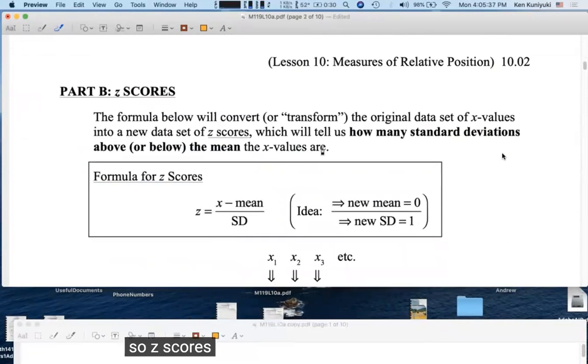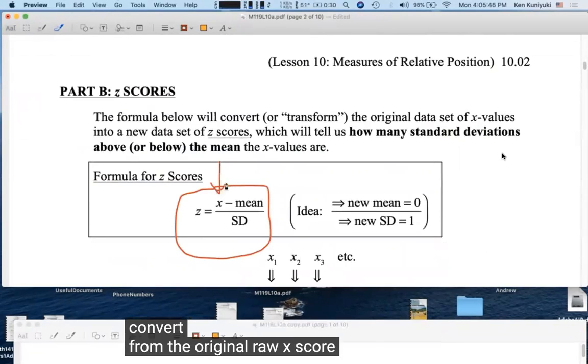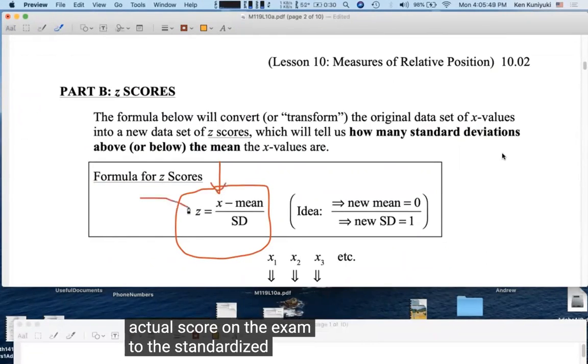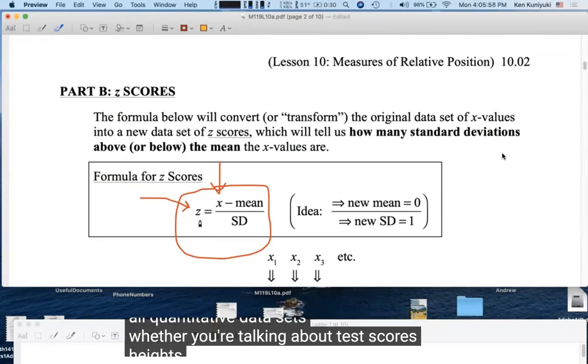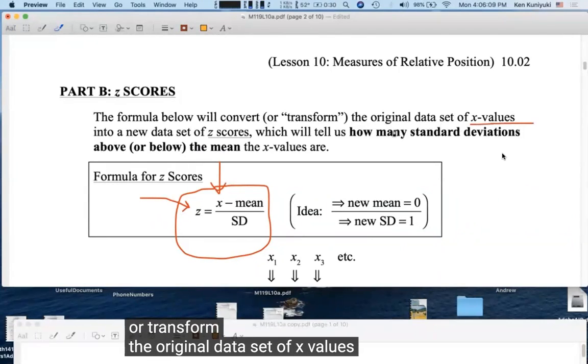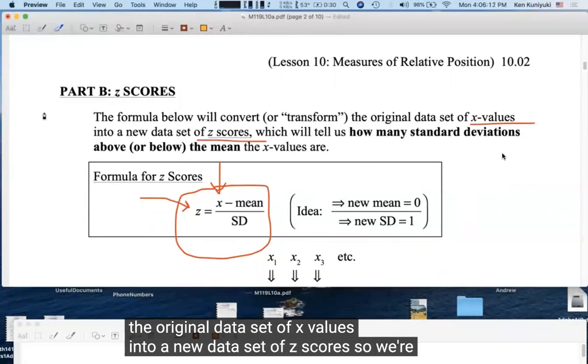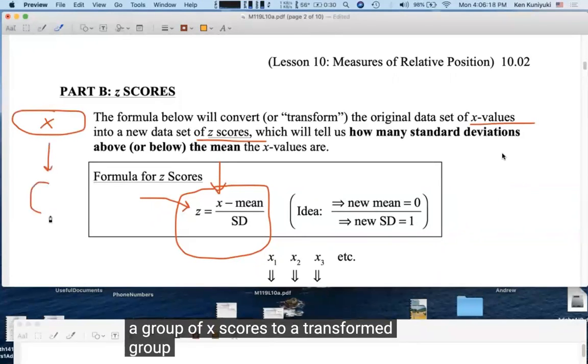So z-scores. This formula is the z transformation formula. It will convert from the original raw X score, your actual score on the exam, to the standardized z-score. This idea we can apply to basically all quantitative data sets, whether you're talking about test scores, heights, weights, ages, light years in space, or whatever. So this formula will convert or transform the original data set of X values into a new data set of z-scores. So we're going to go from a group of X scores to a transformed group of z-scores.